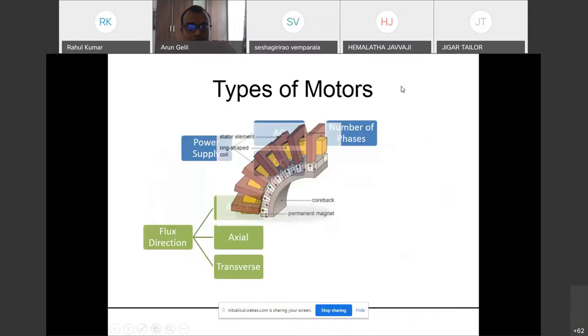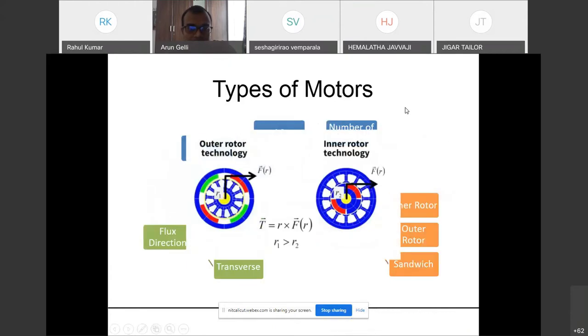So let's quickly look at, I'm just going on to the important slides so that we can spend time on them. Another type of classification is based upon the rotor, whether it is outside the stator or inside the stator. Based upon the location, we have different types of rotor available. Most applications require the rotor inside and the stator outside. But yes, there are a few critical applications where the rotor is required to be on the outside as well.